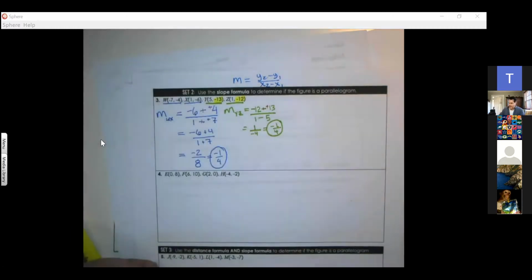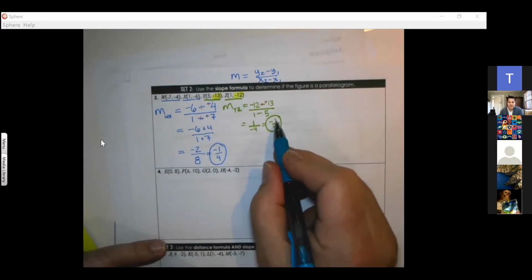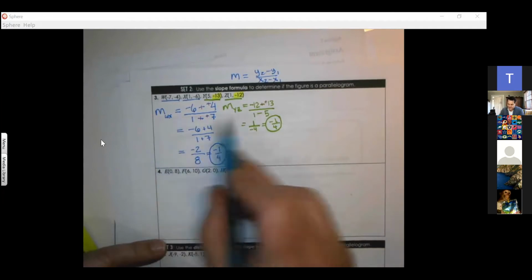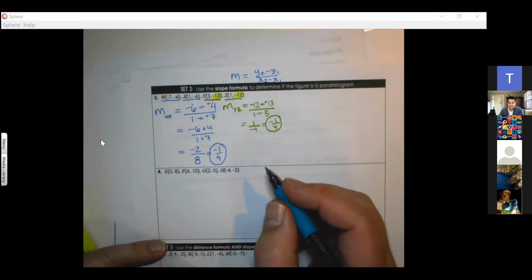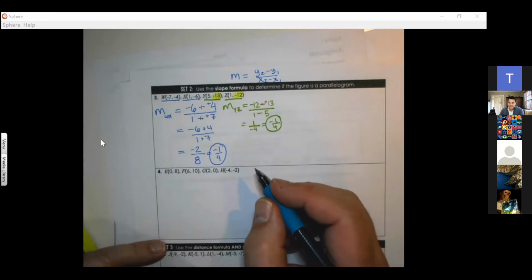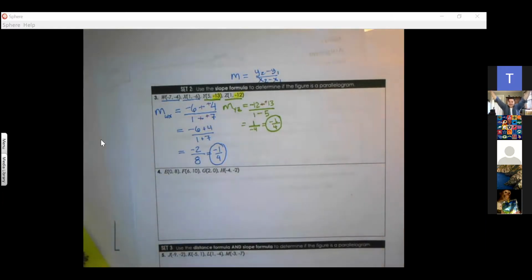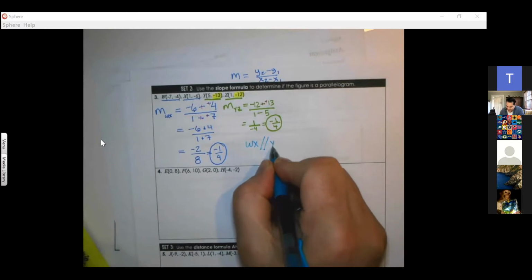So what do I get out of this, right? What was the point of comparing these two slopes? Are they the same slope? Yes. Sure they are. Negative 1/4, negative 1/4. If two lines, WX and YZ, have the same slope, what can we say about those two lines? That they are parallel. Yes, that's it. Good. We'll say that WX is parallel to YZ.